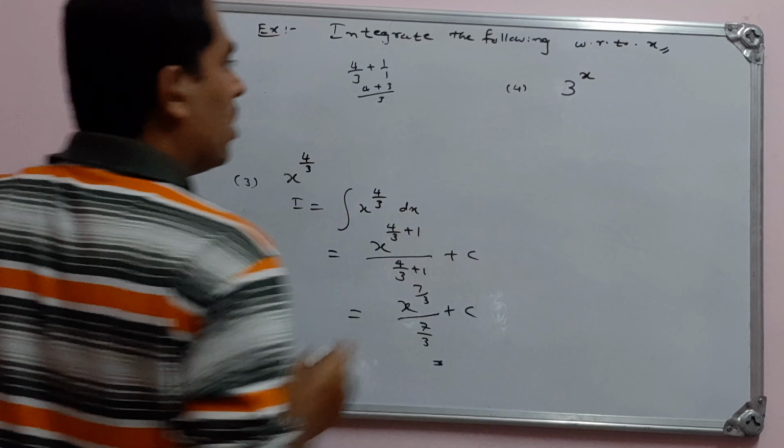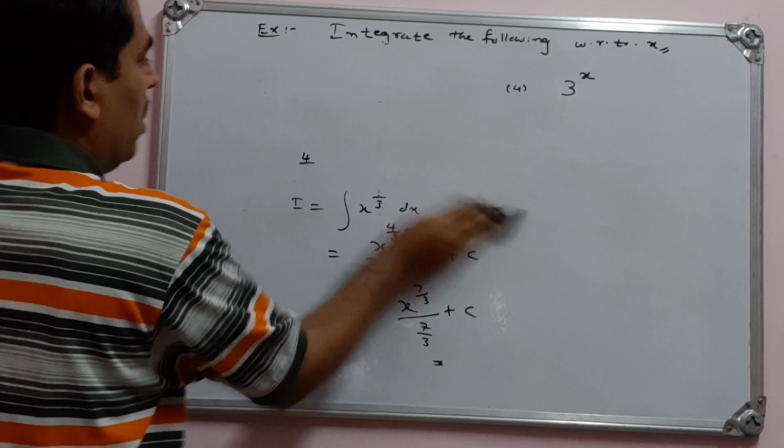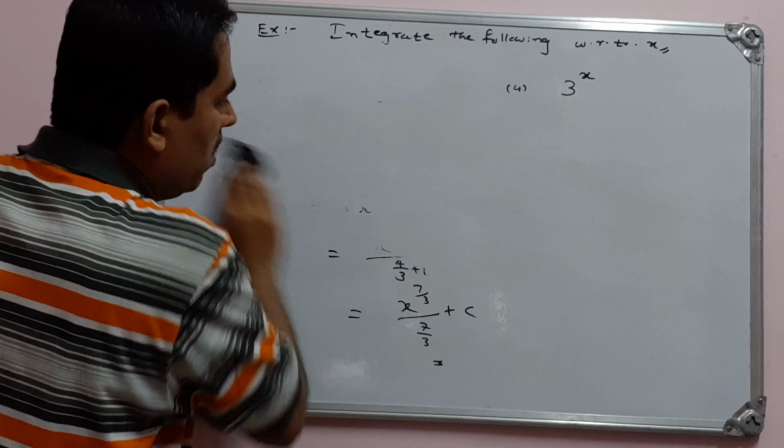Then 3 to the power of x. Let me take 3 to the power of x. Okay, that is the fourth one. Then let me write another one here, fifth: 4 to the power of x plus 1. Okay, so let me do it later. Let us consider this. So let us equate it to I. So 3 to the power of x dx.